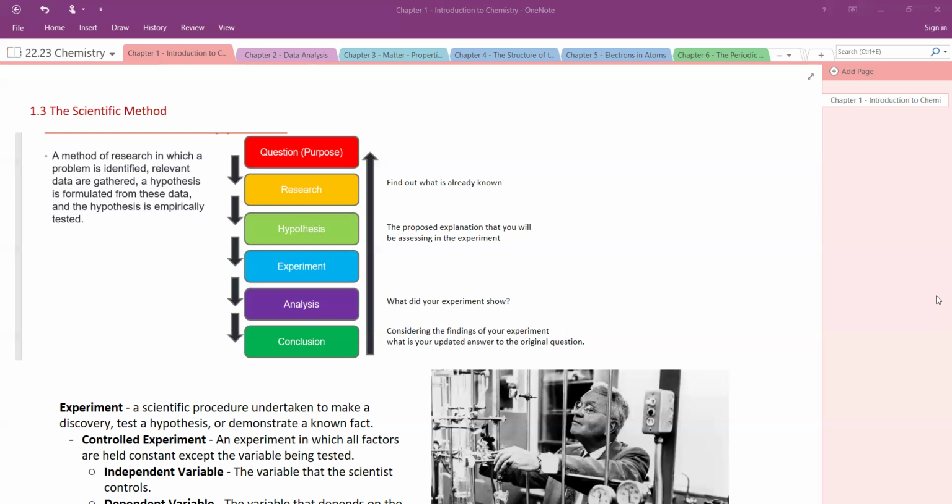Considering our findings, what do we now know about our original question? Can we answer it or can we not? Do we need to do more tests? And you can see this arrow here, conclusions inevitably lead us back into a new question, which shoots us right back into this research cycle. So just making sure that you're comfortable with that process.